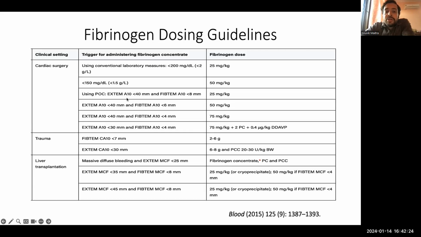If you don't have access to the FibTem, it can be done empirically, particularly in patients where the fibrinogen level is less than 200, in cardiac surgical patients at 25 milligram per kg, or when it is less than 150, 50 milligram per kg of fibrinogen is good enough. In liver transplant patients and trauma, FibTem is being used when it is available. These dosing guidelines can be utilized. But otherwise, an empirical dose like 3 to 4 grams of fibrinogen can be used in patients who are actively bleeding because of any cause and are expected to have a low fibrinogen level.